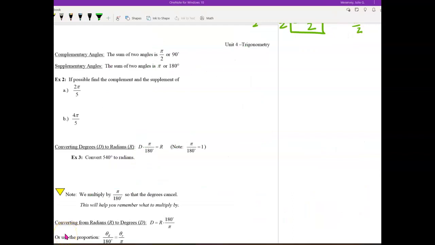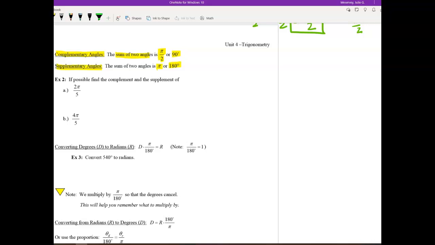So now let's look at complementary and supplementary angles. These are terms that you learned in geometry. A complementary angle is simply where you add the two angles together and they equal 90 degrees. If you're in radians, it's going to equal pi over 2. Supplementary angles are two angles that add up to 180 degrees or pi radians. So we're going to look for the complementary angle and the supplementary angle right now.